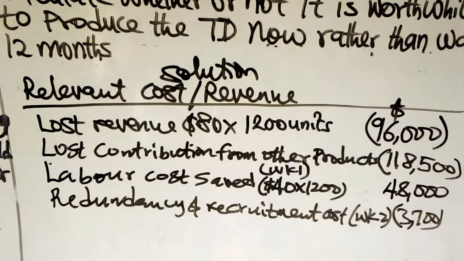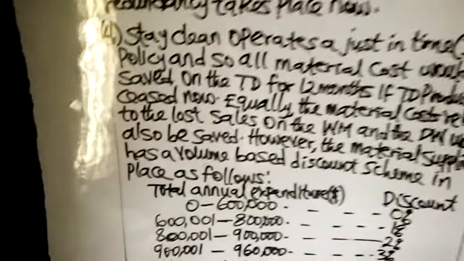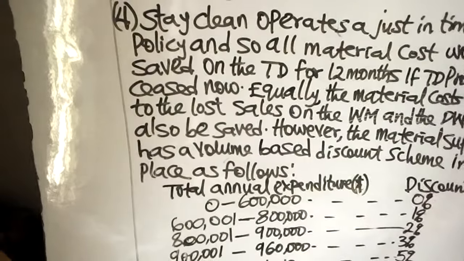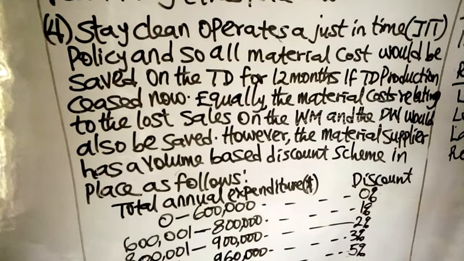So then let's go through Note 4. Stay clean or praise, a just-in-time policy. And so, all material costs will be saved on TD for 12 months.